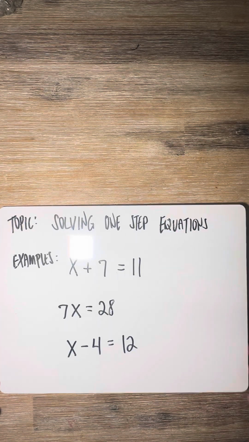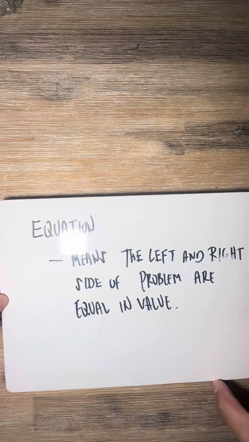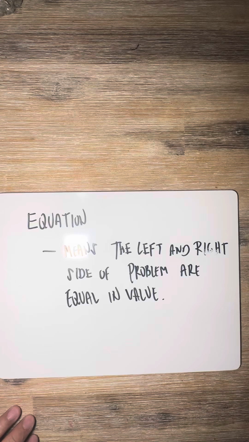Okay, so let me go ahead and switch it up. So what is an equation? Well, an equation basically means that the left and right side of the problem are equal in value. That's what it means. That's what it's called, equate. So the left and the right side of the equal sign should be the same.